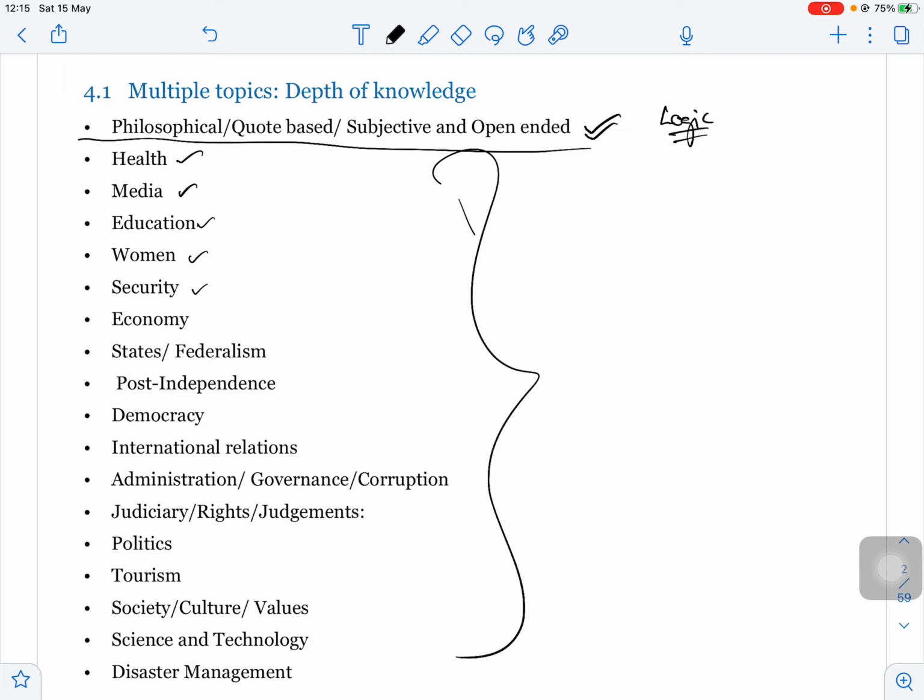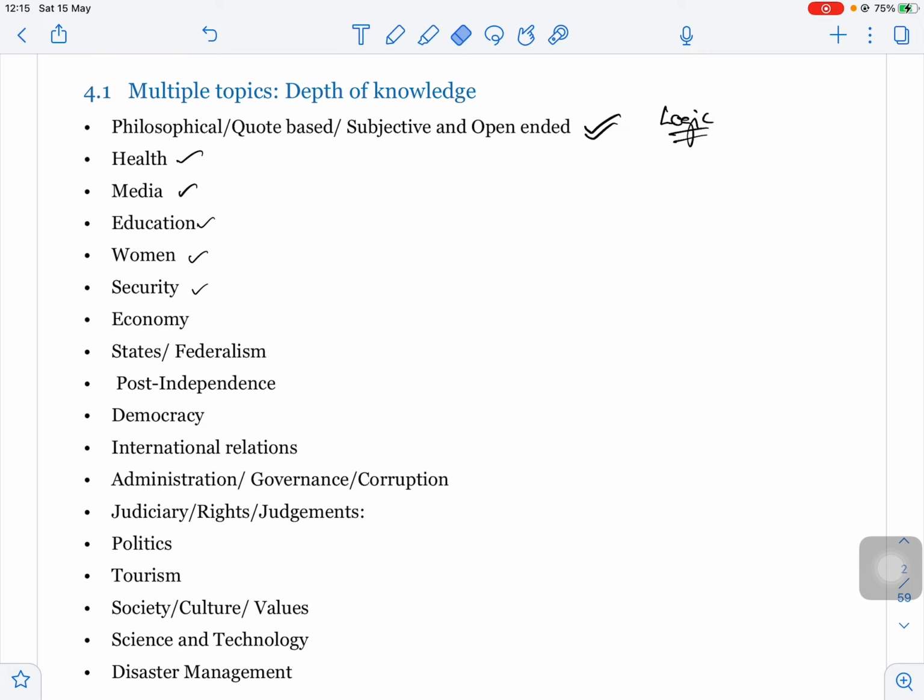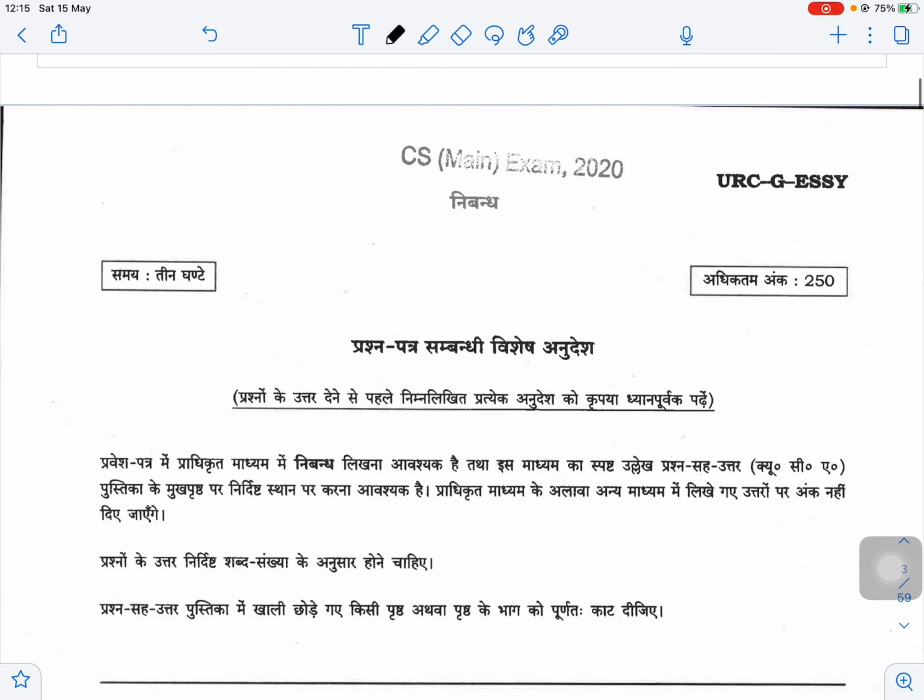Now the problem is we don't get enough content to reproduce 1000 to 1200 words. That is what UPSC expects from us. When you read international relations in GS paper 2, that is one thing, but you don't read international relations from the technology aspect. That is exactly what UPSC has done. I will show you the latest UPSC paper, the 2020 exam.